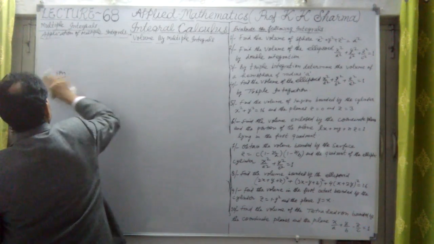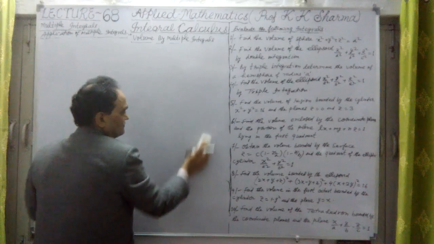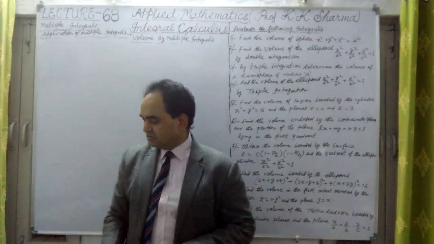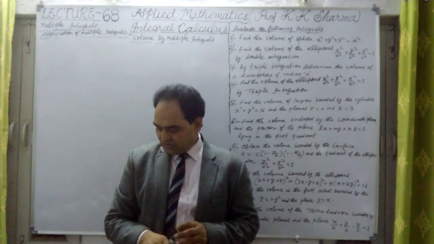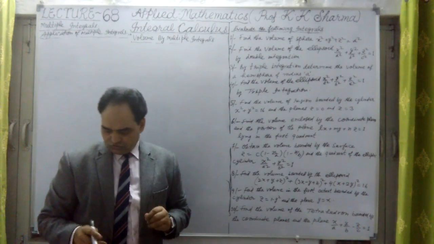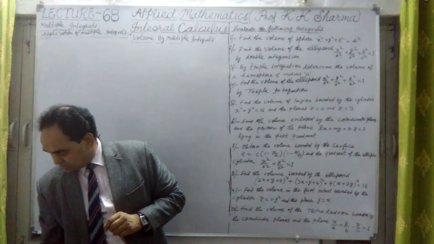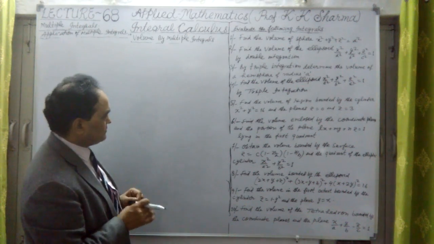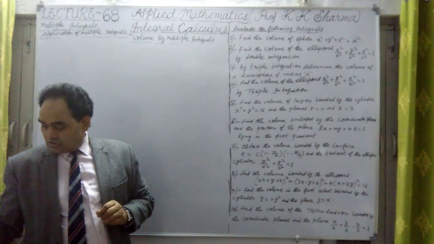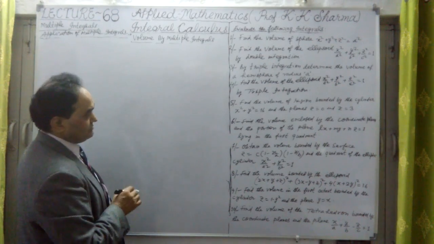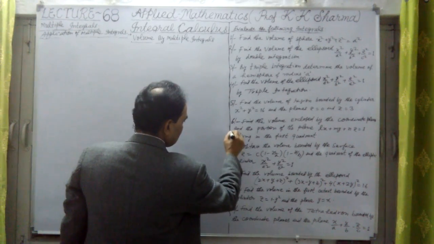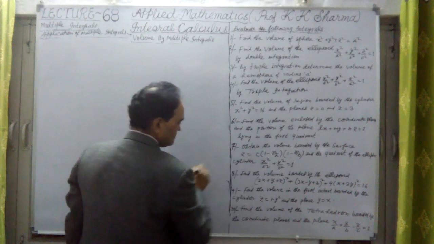Question number 7. Let me check. We are finding out the volume by multiplying. Now let me take the 7th question. So what does question number 7 say? Okay, this is the 7th question here.